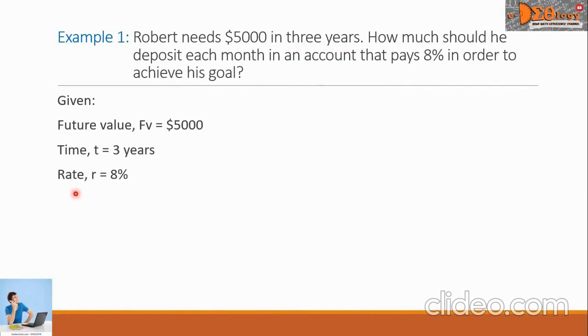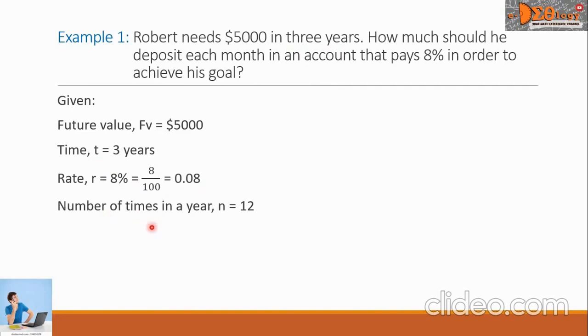Next is the rate denoted by R, that is the 8%. We will change this 8% into decimal. First, let us divide this 8 by 100. Of course, we drop the percent sign, and the quotient we will get is 0.08.